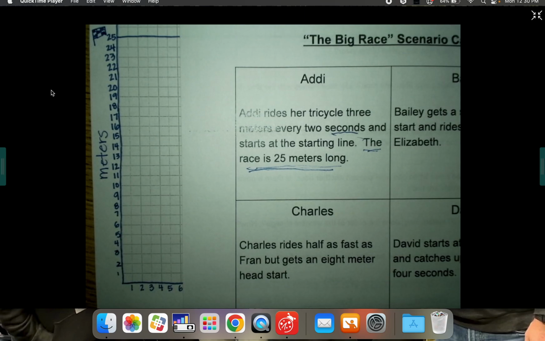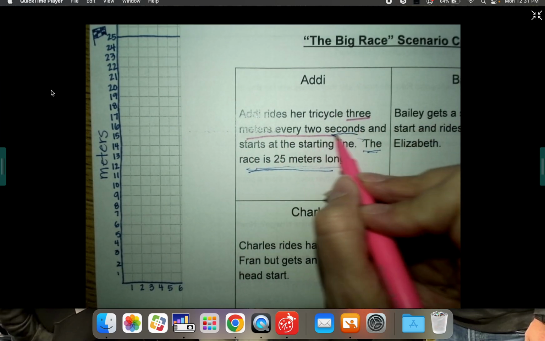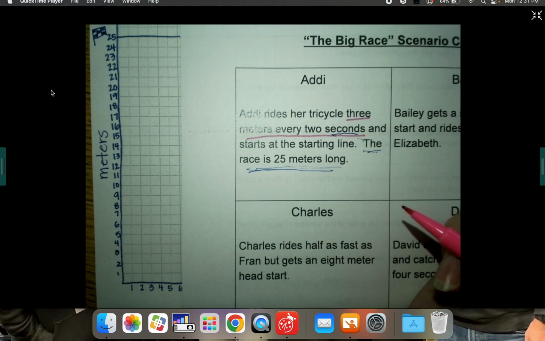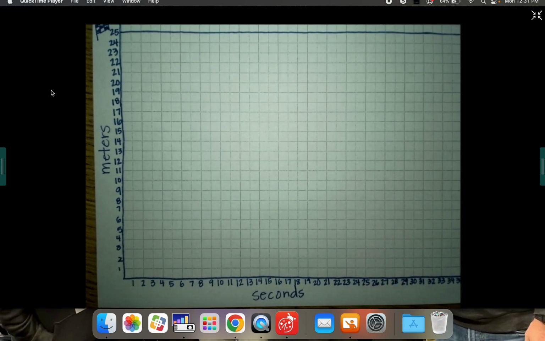Okay, so Addie, let's look at her rate and where she starts. Addie says she rides her tricycle 3 meters every 2 seconds, but we need to know where to start. She starts at the starting line. So if she starts at the starting line, where do you think her first dot is going to go? 0, 0, exactly. So you're going to put your first dot for Addie right there at the origin. I'm going to make Addie pink.